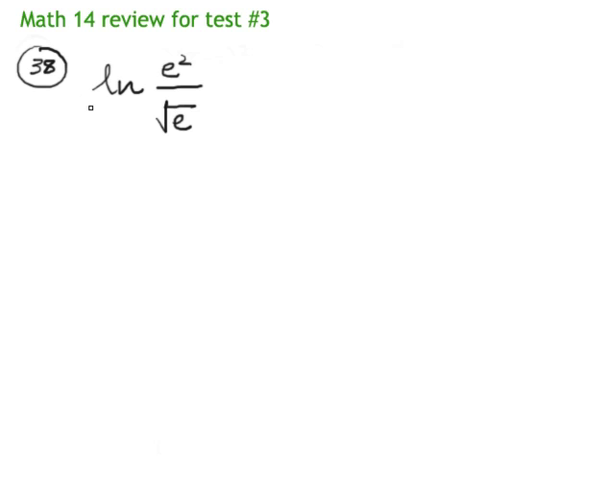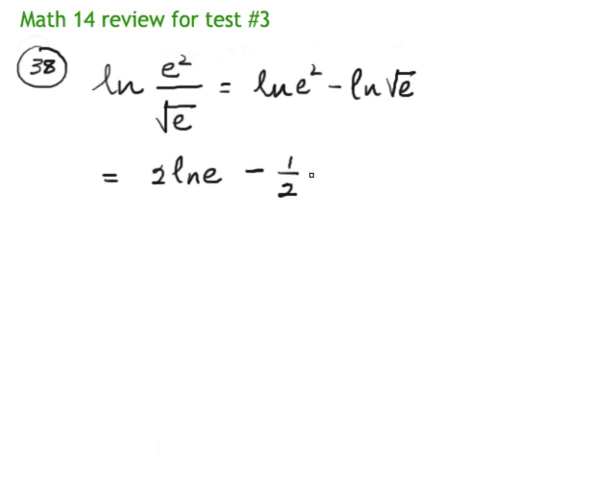Okay, find the exact value of ln e squared over the square root of e. So start by expanding. So here we have ln e squared minus ln square root e. Now bring the 2 down, 2 ln e, minus, now this square root is exponent 1/2, bring that down, minus 1/2 ln e.